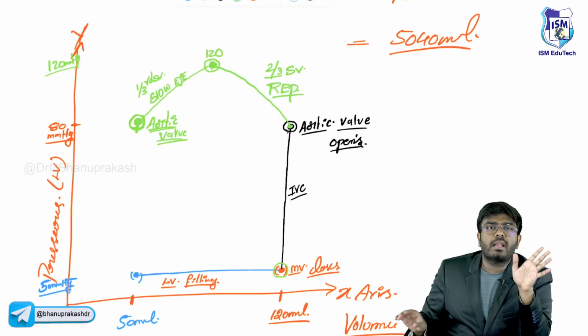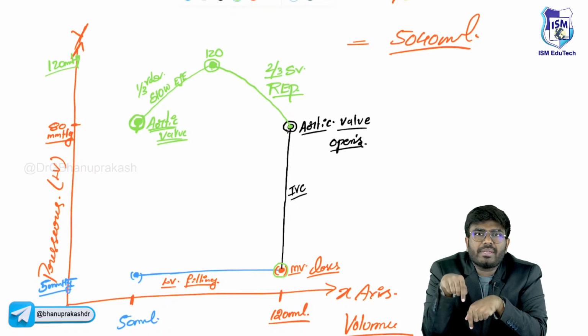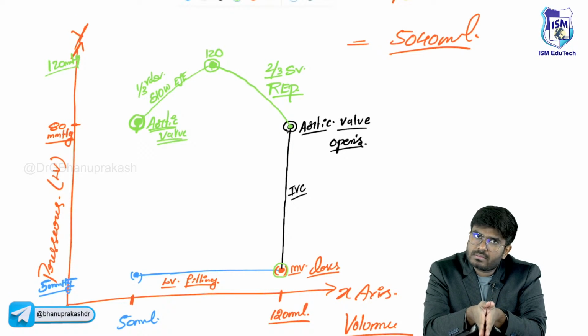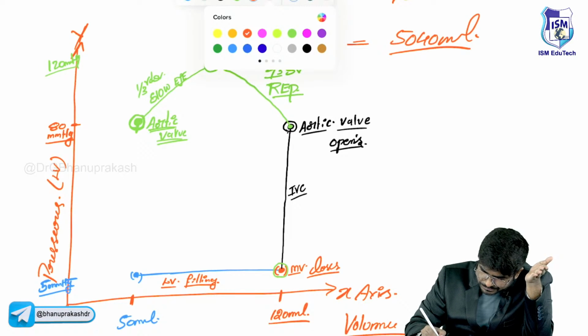Now tell me, what is happening to the left ventricle? Left ventricle is simply relaxing. Nothing is coming in, nothing is going out. The ventricle is relaxing, so ventricular pressure from 80 is coming down to 70, 60, 50, 40, 10, something like this. So the ventricular pressures are decreasing.